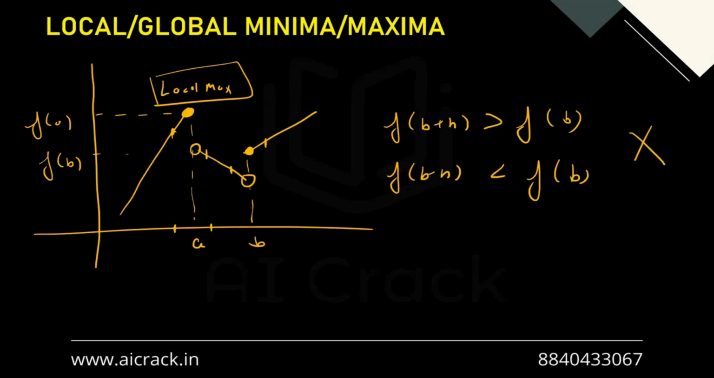So we don't have any local minima over here. Why? Because in that case, it should have been like this. Only in that case, we could have said that B is having a local minima. But over here, we are having this. So we cannot say that f of B is having a local minima.